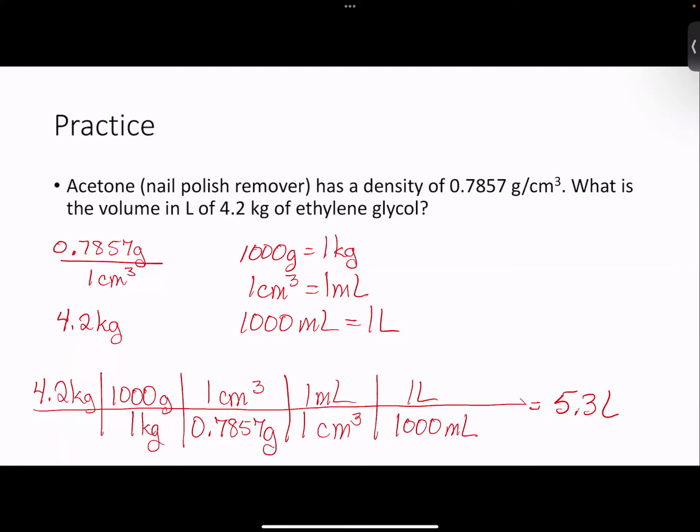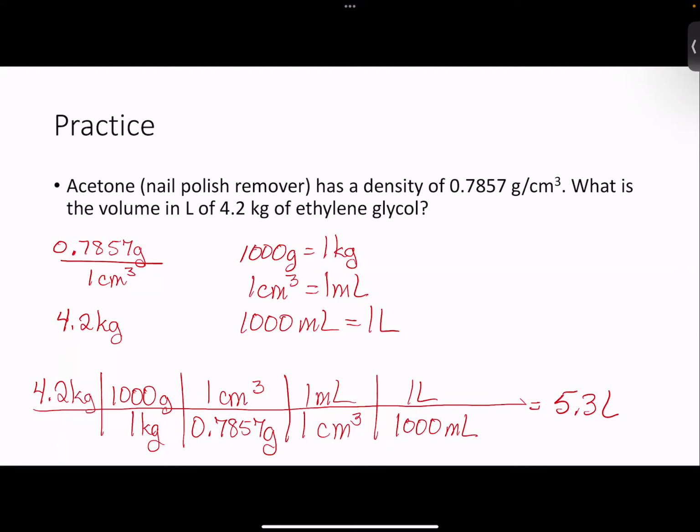Okay. I was given the density. I was given 4.2 kilograms. Because 4.2 kilograms has only one unit associated with it, that is where I started my calculation. Now, to be able to use this density, I had to convert the kilograms into grams. I did so with the fact that there's 1,000 grams in 1 kilogram.